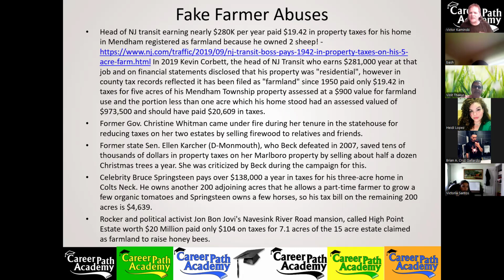Imagine if you had to pay the same rate on that. So instead, he pays a part-time farmer to do some farming and growing a few organic tomatoes at the corner of his property there. And he owns a few horses, but that's for his own enjoyment, to go out riding them. So for that 200 additional acres, he only pays $4,600 a year in property taxes. That's criminal.